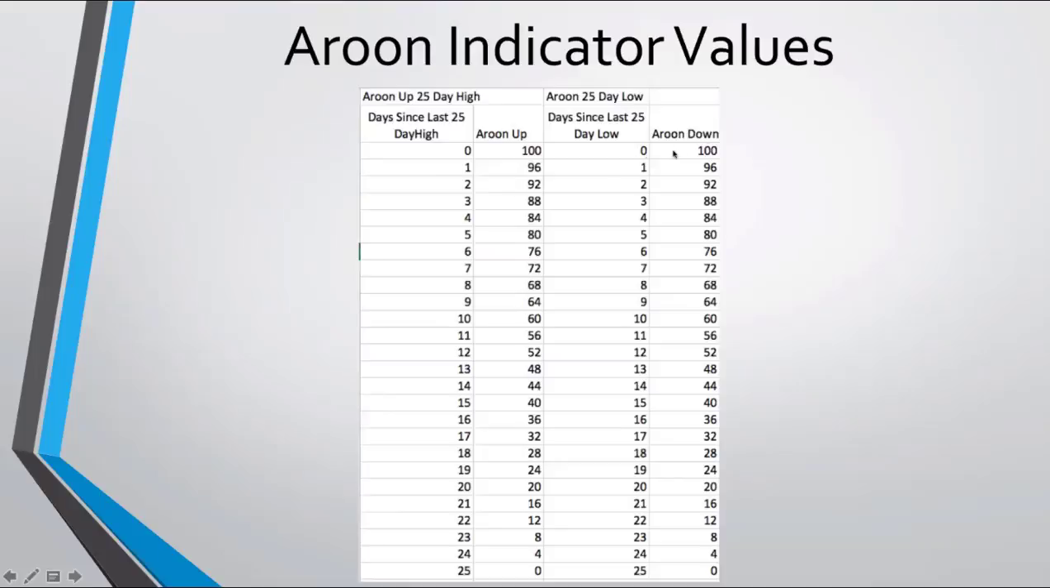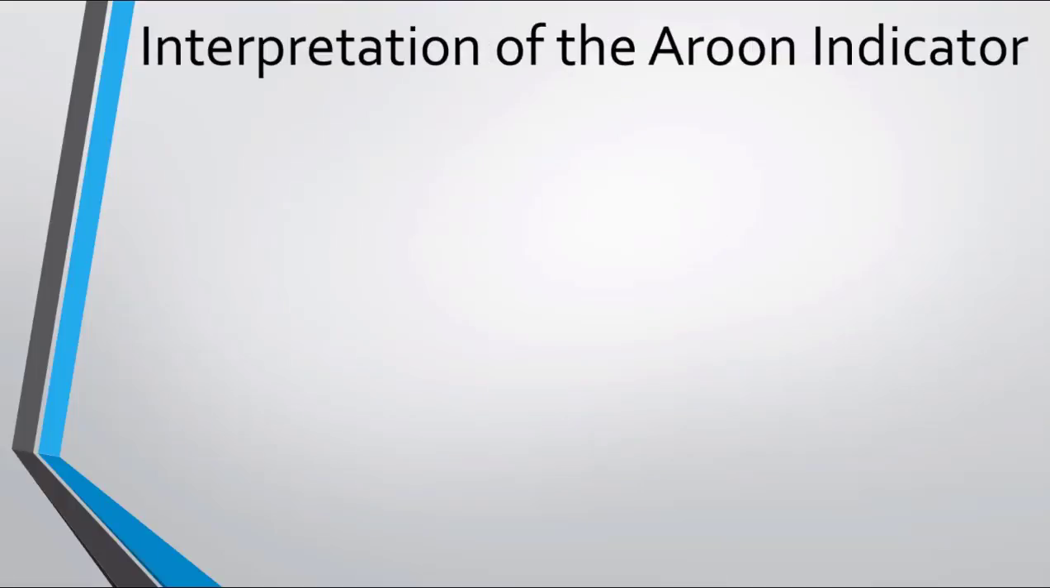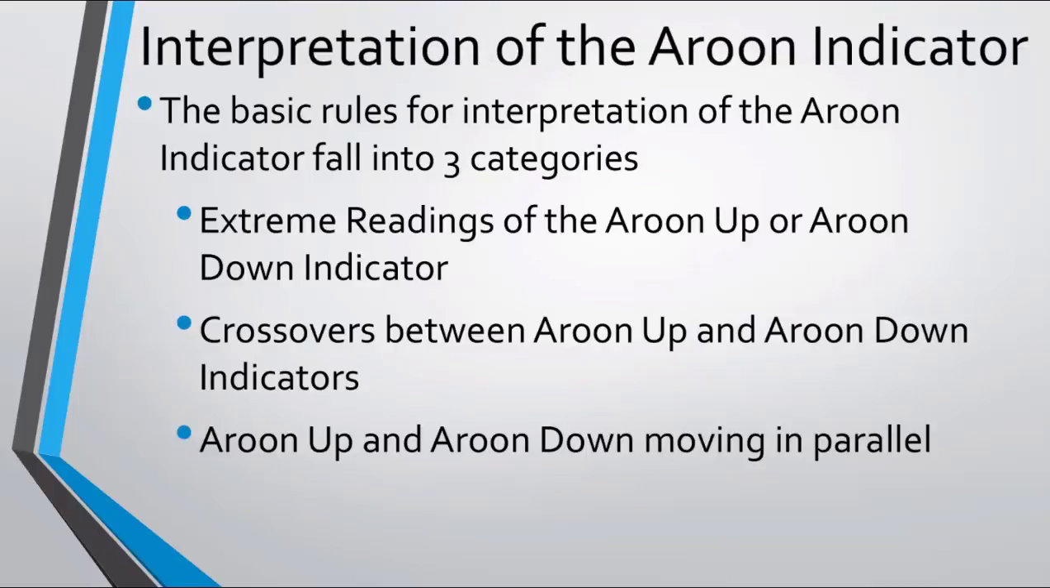Aroon down, if you just made a new low, it goes to 100, and then the longer it takes without going to a new low, it will drop down. Keep in mind the rolling window. Again, interpretation of the Aroon Indicator. The basic rules for interpretation of the Aroon Indicator fall into 3 major categories.